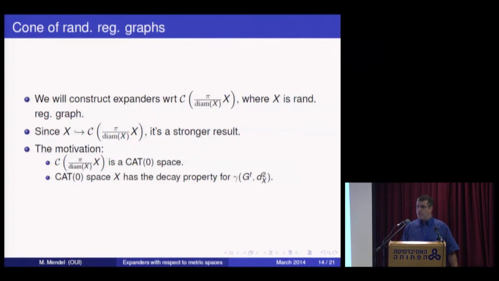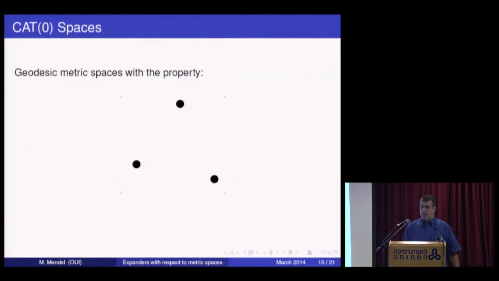Why are we going to do it? We're going to do it because this cone has a nice property called cut zero, which I'm going to define in the next slide. And the nice thing about cut zero spaces is that they have this decay property that we look for. So what are cut zero spaces?